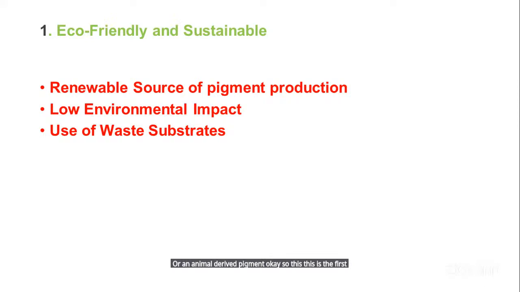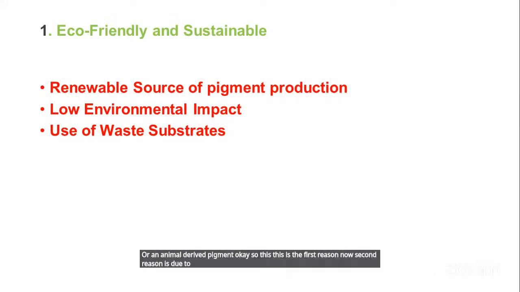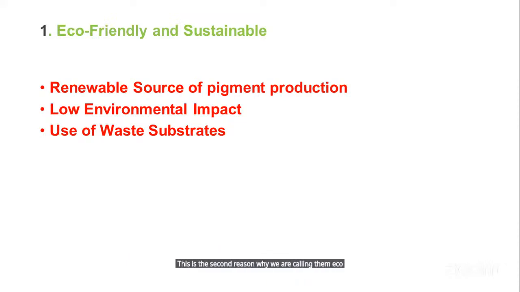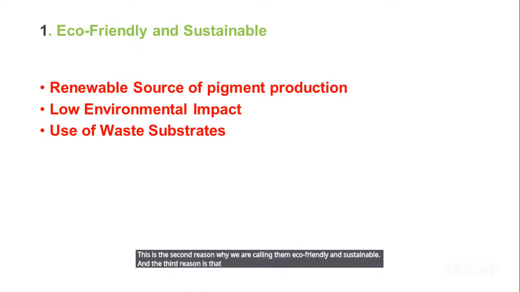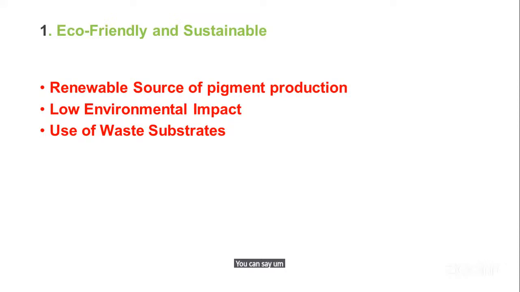The second reason is their low environmental impact. Microbial production of pigment generates less waste and pollution compared to synthetic pigment manufacturing processes. The third reason is that we can use waste substrate for microbial production. Many microbes can be grown on agricultural or industrial waste, which reduces the need for using other raw materials. So these are the reasons why we call them eco-friendly and sustainable.